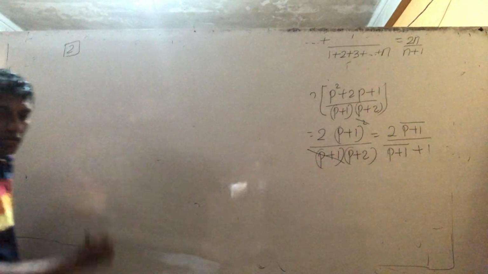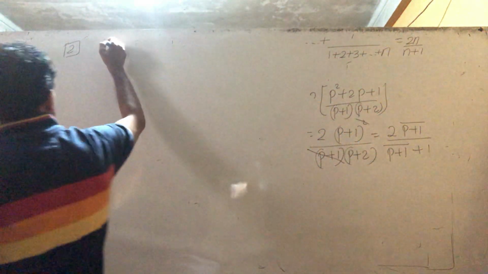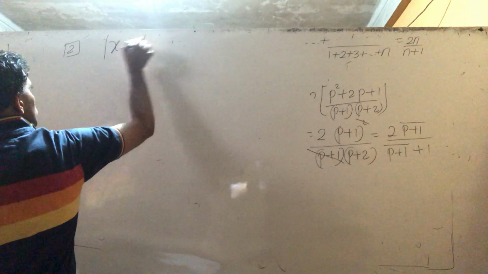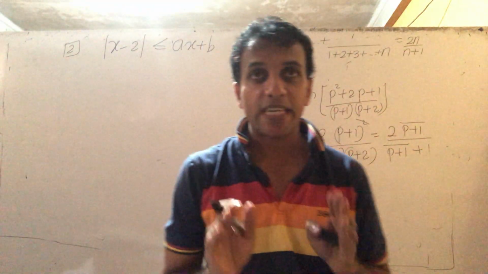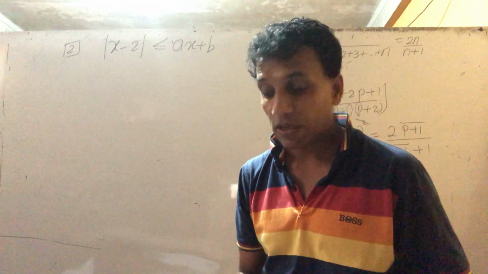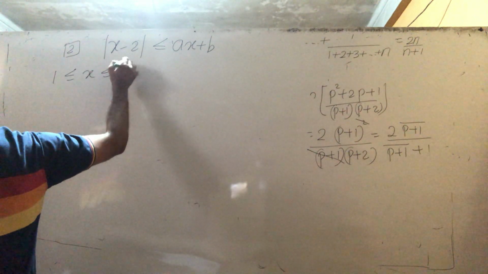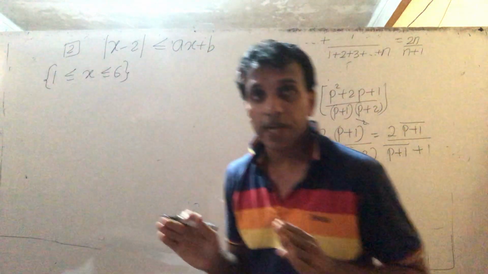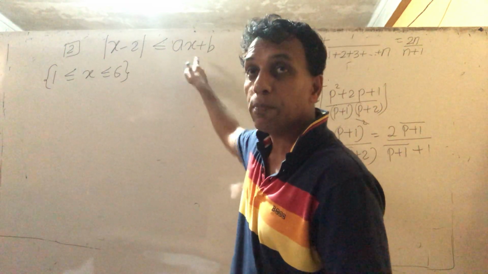Okay, second question. That is the inequality form, finding the solution set of x which satisfies the inequality. Here the inequality is given: modulus of x plus 2 is less than or equal to ax plus b. The solution set is given as between 1 and 6, that is, 1 less than or equal to x less than or equal to 6. The solution is given, therefore find the a, b values.